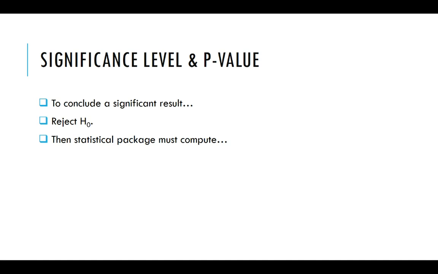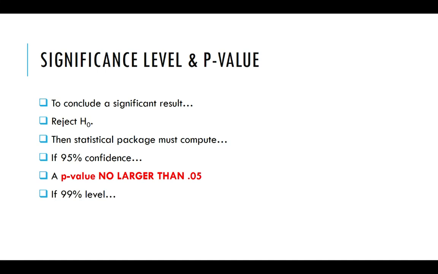And that means the statistical package has to compute, if we're 95% confident, if that's our level, a p-value that's no larger than 0.05. And if you want to be 99% confident, at the 99% confidence level, then your statistical package, based on your data, has to compute a p-value no larger than 0.01. So these p-values help you determine what your results are.